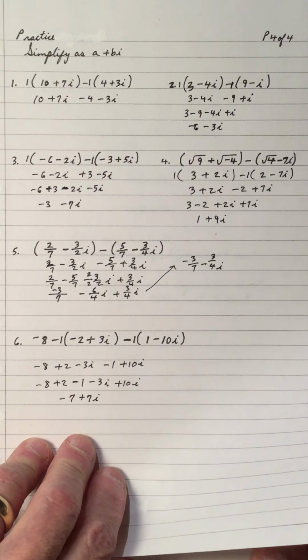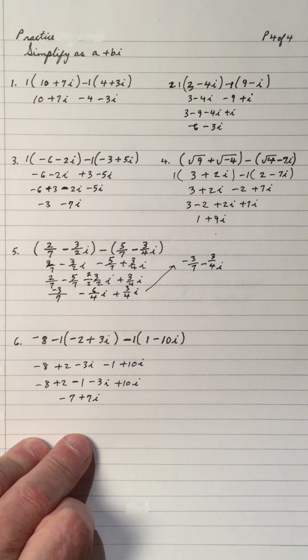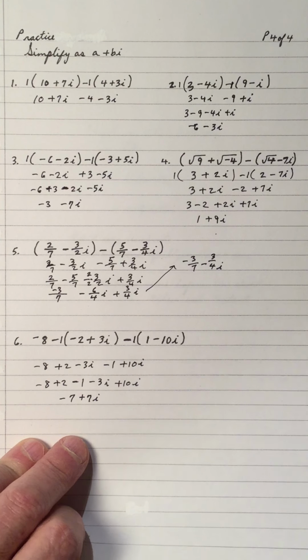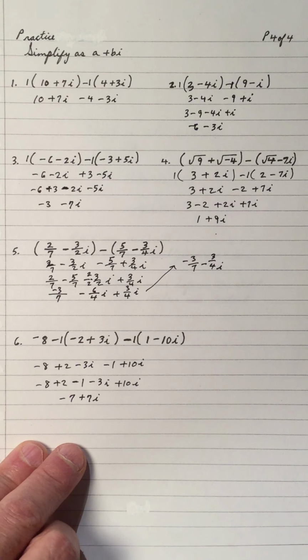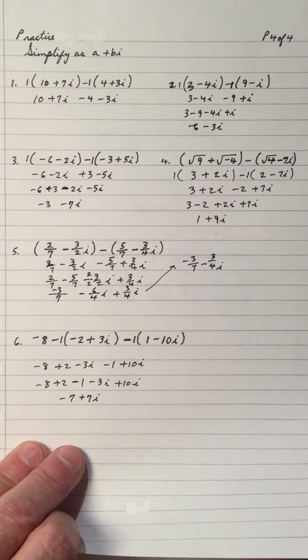So again, when you're subtracting, you add on the opposite, and then you add up your real parts and your imaginary parts. But you can also put the 1 in front of the bracket and multiply by the negative 1.